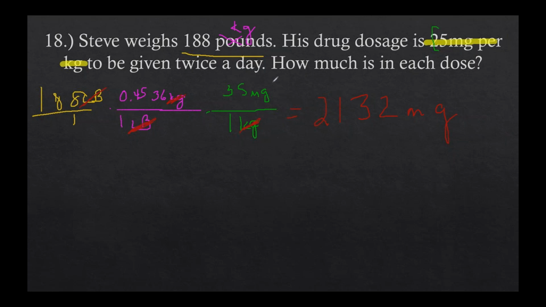It's given in 2 doses, exactly. So this number here in red is the total dose for the day. That's the total in the day. The question is, how much is in each dose? So if it's given twice a day, then we have to divide by 2. So if we divide that by 2, then Steve should get 1,066 milligrams per dose.